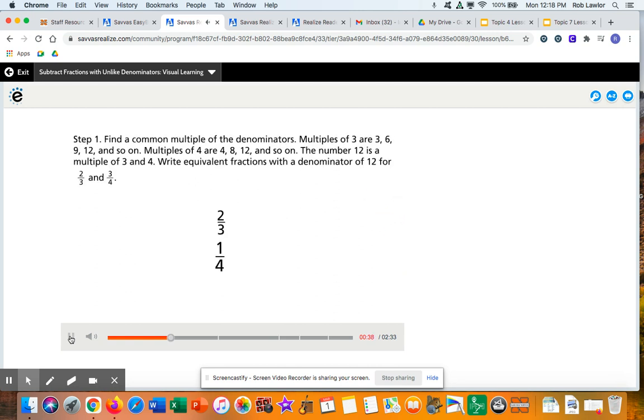Step 1. Find a common multiple of the denominators. Multiples of 3 are 3, 6, 9, 12, and so on. Multiples of 4 are 4, 8, 12, and so on. The number 12 is a multiple of 3 and 4. Write equivalent fractions with a denominator of 12 for 2/3 and 3/4.